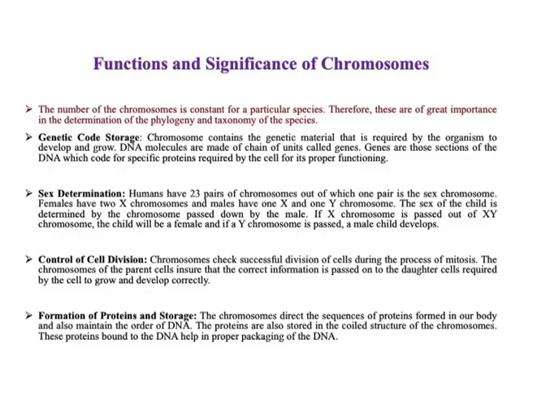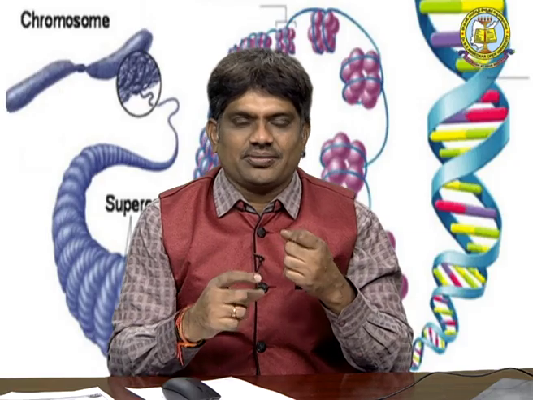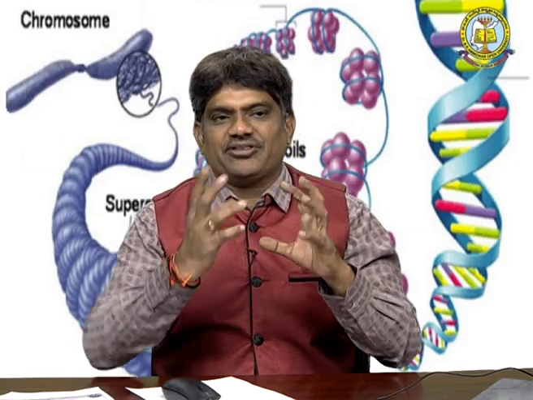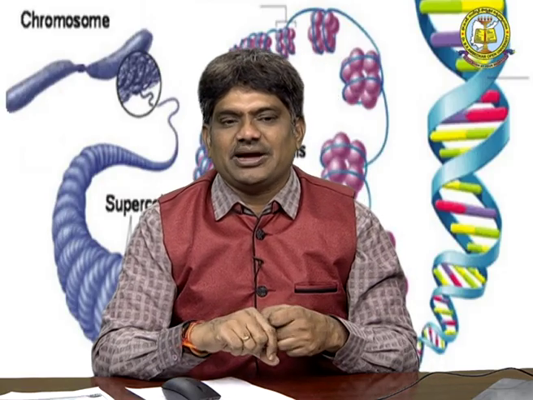It is genetic code storage. It stores the genetic material. All the genetic material is stored in the chromosome, in the chromatin fibers, especially DNA. It determines the sex, whether male or female, and it controls the cell division, whether cell division is actually happening or not, whether interphase and metaphase stages are happening or not. All this will be decided by the chromosome.